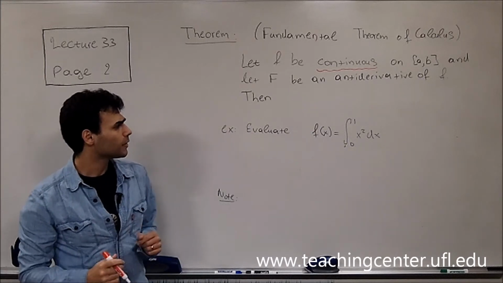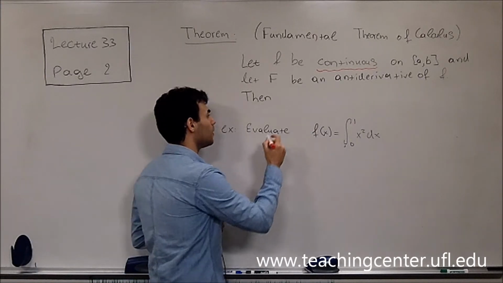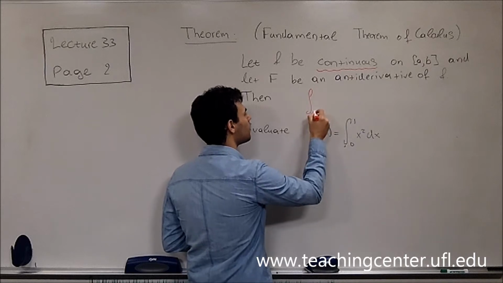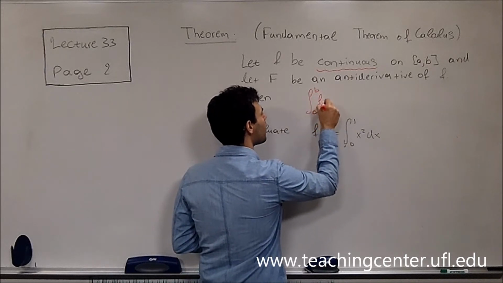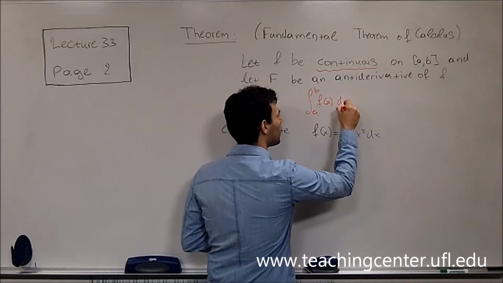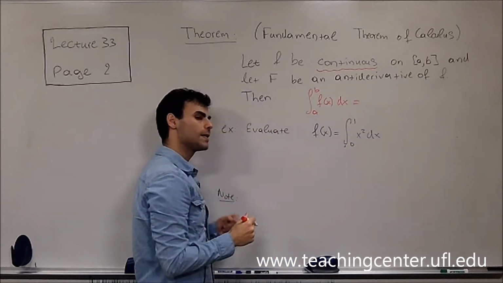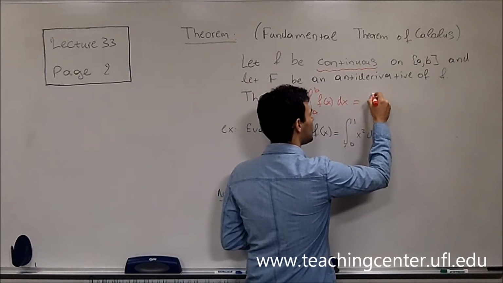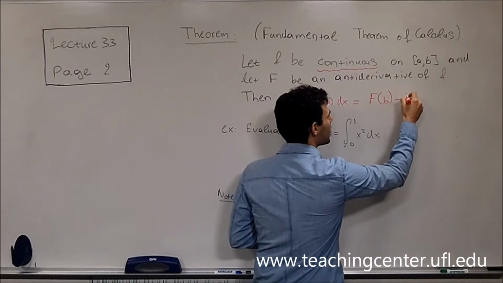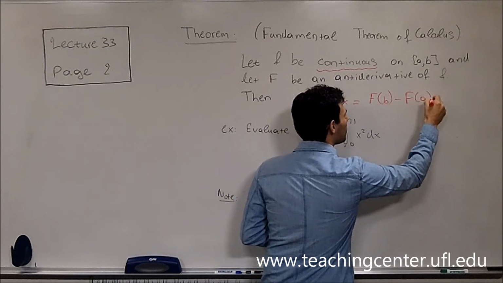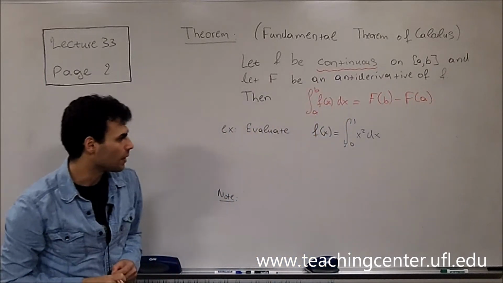Then the fundamental theorem of calculus says the definite integral, which we define like this, from a to b of f of x dx, is nothing more than the antiderivative evaluated at b minus the antiderivative evaluated at a. Okay, so F of b minus F of a.